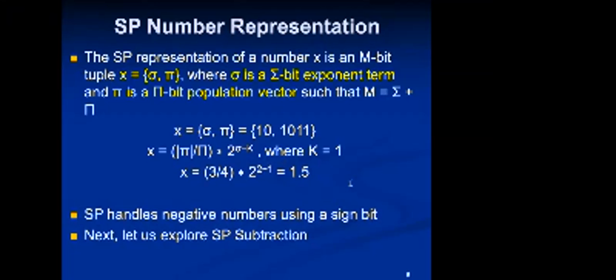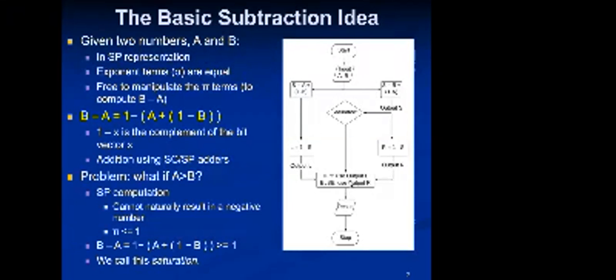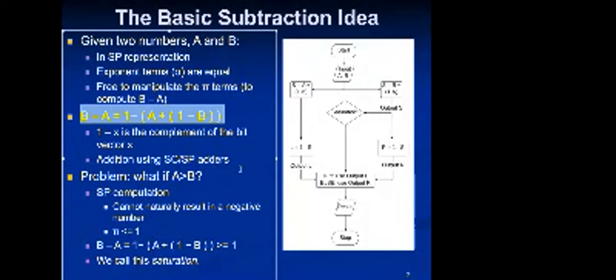Next, let's have a look at the SP subtraction idea. Now, SP arithmetic provides us methods to modify the exponent and pi terms of a given input number to suit our needs. So the way we are going to perform subtraction is to compute a minus b. First, we are going to equalize the exponent terms. Once the exponent terms are equal, we are free to manipulate the pi terms to compute b minus a. We compute b minus a using the equation highlighted on this slide.